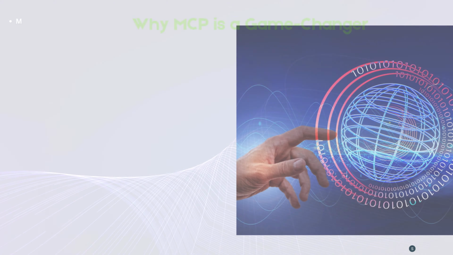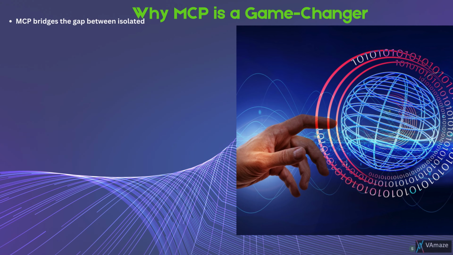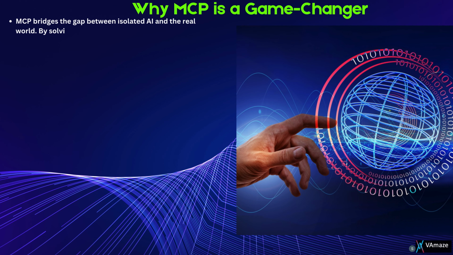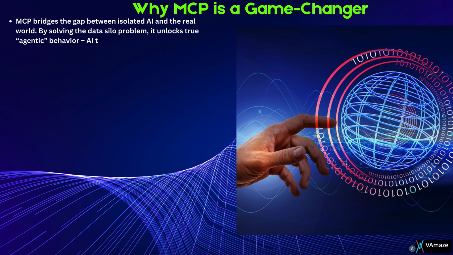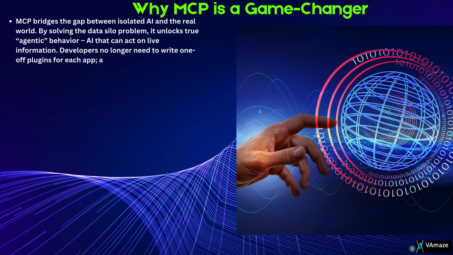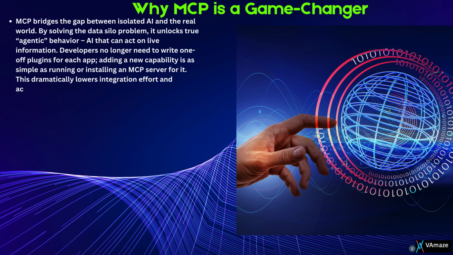Why MCP is a game changer. MCP bridges the gap between isolated AI and the real world. By solving the data silo problem, it unlocks true agentic behavior, AI that can act on live information. Developers no longer need to write one-off plugins for each app. Adding a new capability is as simple as running or installing an MCP server for it. This dramatically lowers integration effort and accelerates innovation.